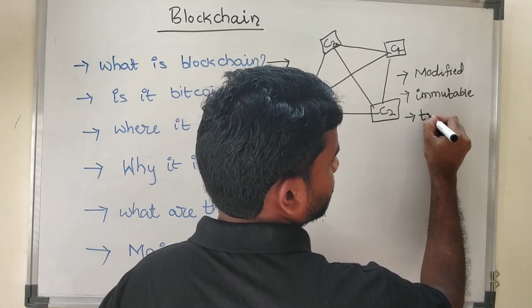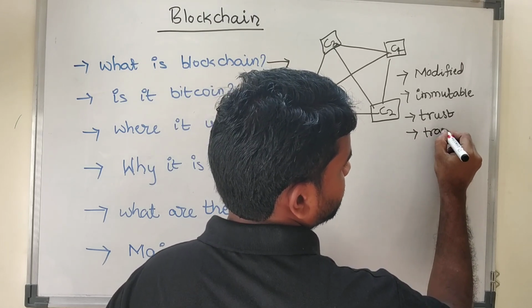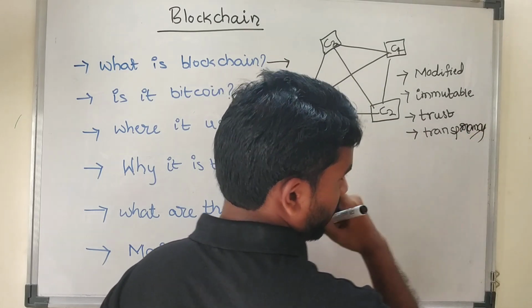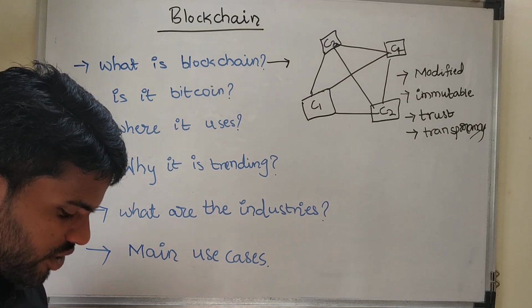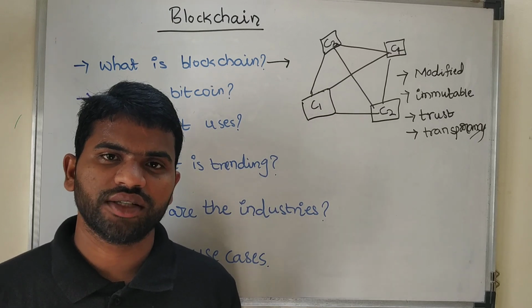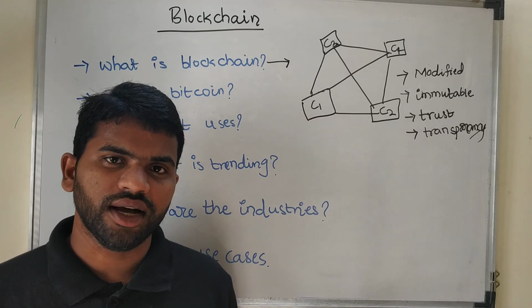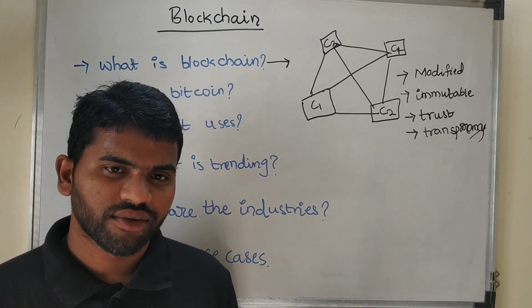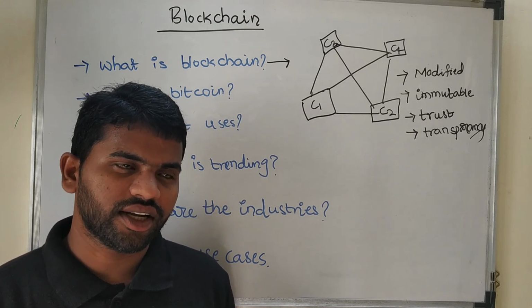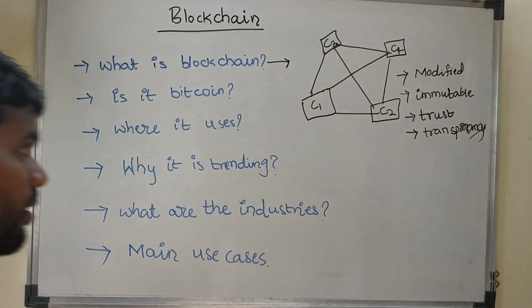It is trustworthy data, and transparency increases. So blockchain is nothing but a decentralized system in which, once you enter data into it, you cannot modify it later. If you want to modify something, it will give an alert to all other participants who are in the blockchain.